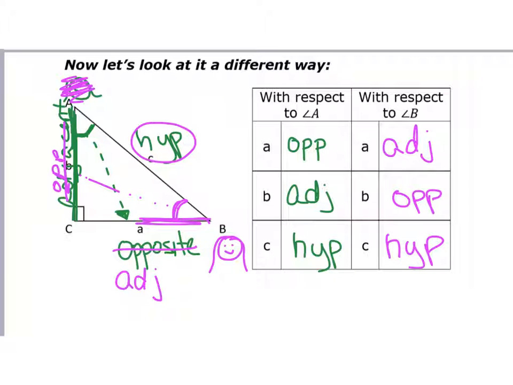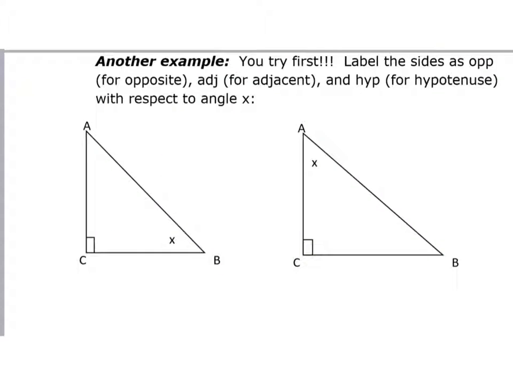When we're doing trig, the first thing you're going to want to do every single time is label your hypotenuse, your opposite, and your adjacent. If you come ask me for help and you haven't labeled your triangle yet, I'm going to ask you to do that before I can help you. All right, let's practice labeling. We're going to label the sides as opposite, adjacent, and hypotenuse with respect to angle X. When we say with respect, it means that's where you're standing. It tells you where you're standing.